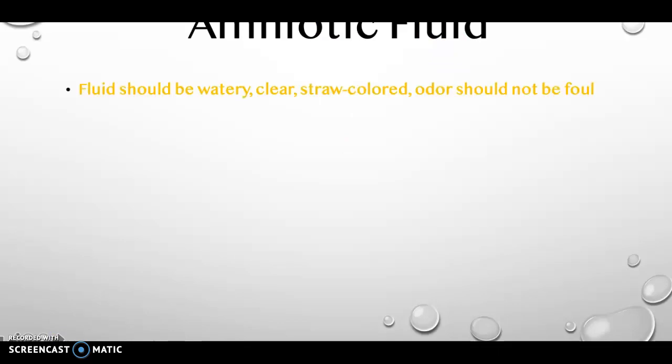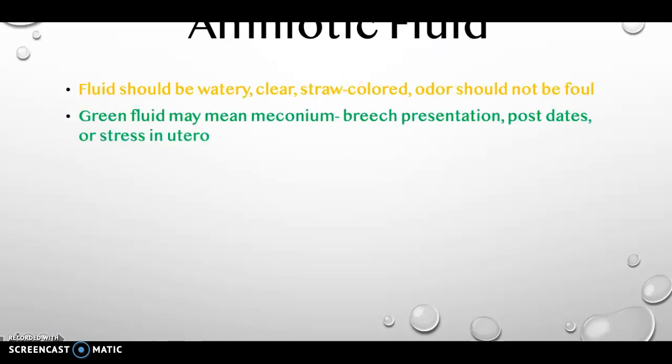And then we want to check the amniotic fluid. I don't know if I can make this a little bit bigger. I can't, but this is amniotic fluid. So we want to check the fluid anytime a woman comes in and there's rupture of membranes, and we're going to make sure that the fluid is watery, clear, straw-colored, and there is not a foul odor. If not, we know there is chorioamnionitis.